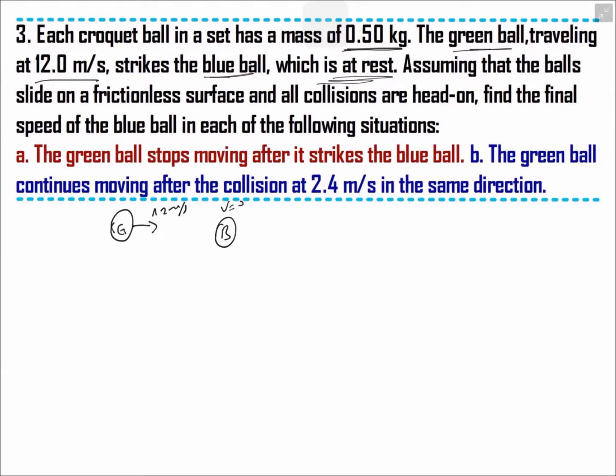That means its velocity is 0. Assume that the balls slide on a frictionless surface and the collisions are head-on. Find the final speed of the blue ball in each of the following situations.